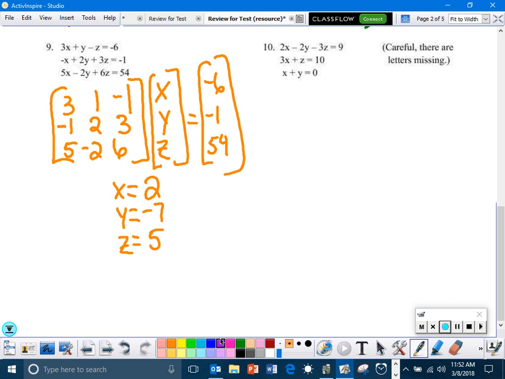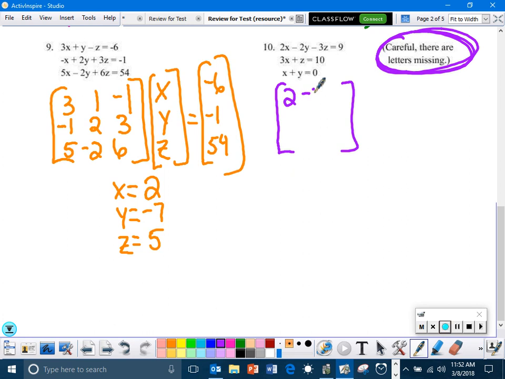Now, we need to be careful with this one. See the little note off to the side. All right, so here we go, top row. Now, in the middle, the letter Y is missing. So there's an X, but the Y is missing, so that gets a 0. And then the letter Z is 1.